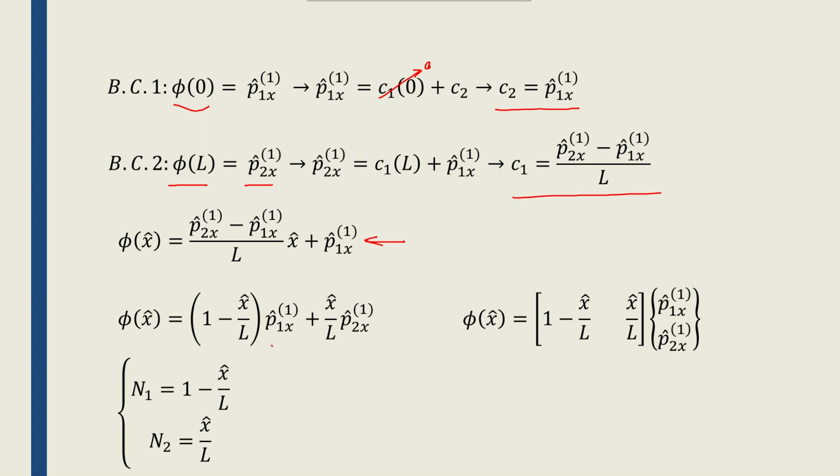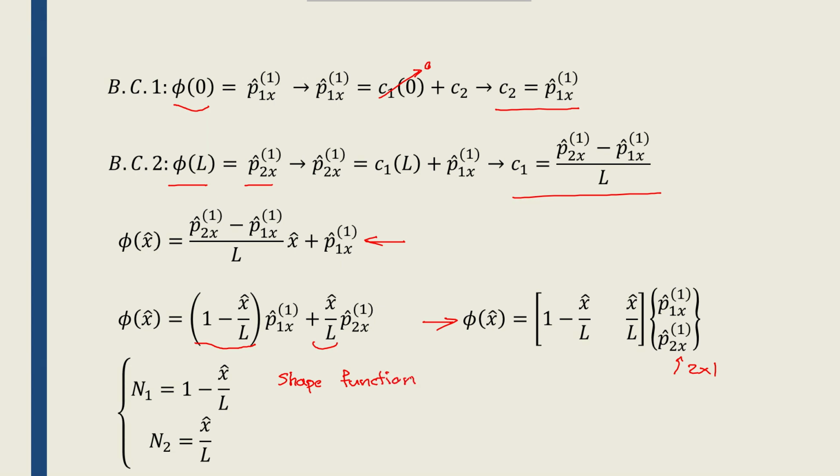Again, we can rearrange it to have the coefficients of P1x and P2x so that we could write that in the matrix format like this. So potential function phi of x hat is equal to 1 minus x hat over L, and x hat over L multiplied by this 2 by 1 potential vector. And again, n1, which is 1 minus x hat over L, and n2, which is equal to x hat over L, are called shape functions, as we studied before in structural analysis.